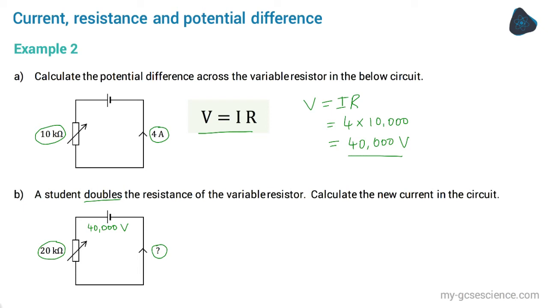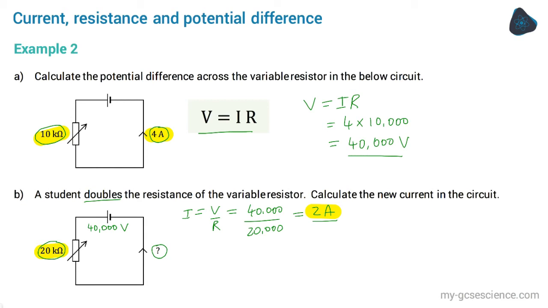Now, rearranging V equals IR, or using your formula triangle, you can see that I, the current, is equal to V divided by R. Just substituting in our values, that gives 40,000 divided by 20,000, which is equal to 2 amps. Now, this answer of 2 amps illustrates a really important fact about current and resistance, and that's as follows. In part A, when the resistance was 10 kilo ohms, the current was 4 amps. But in part B, when we doubled the resistance to 20 kilo ohms, the current went down to 2 amps. In other words, this act of doubling the resistance caused the current to half.